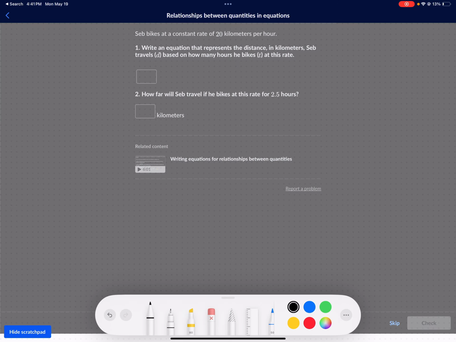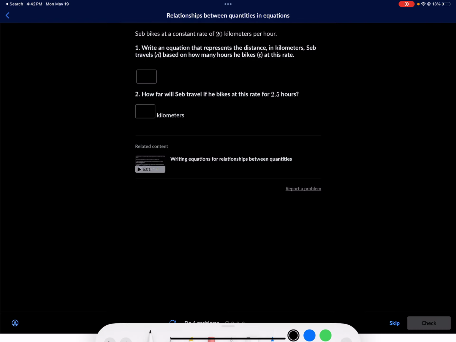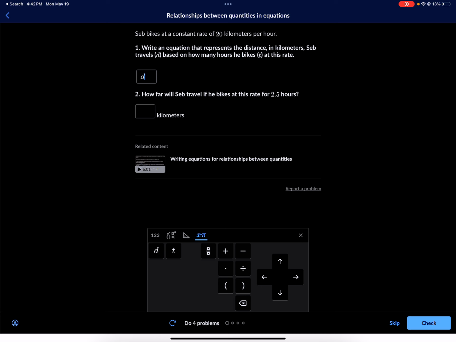So let's take our previous knowledge and take the independent and dependent variable into this. So we have 20 kilometers per hour, so that is every t. So we know that d is equal to 20t, and t is going to be determined by this. So let's put that in first. So we have d equals 20t. Good.